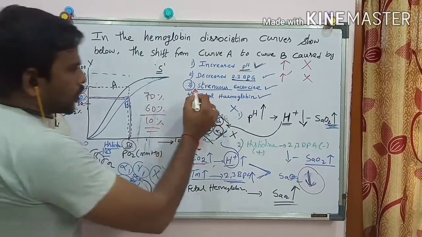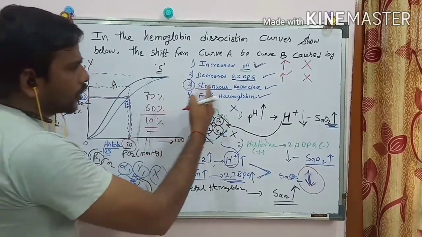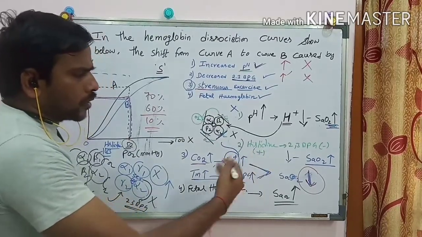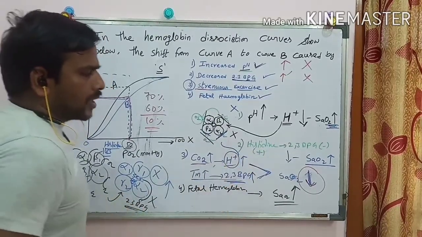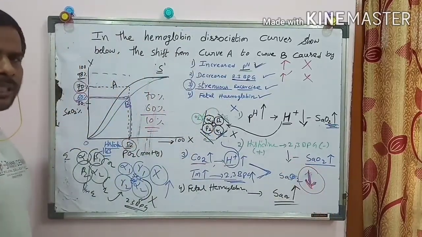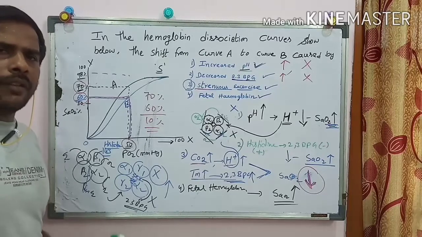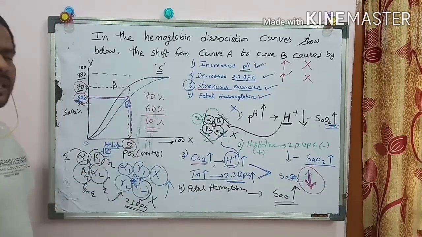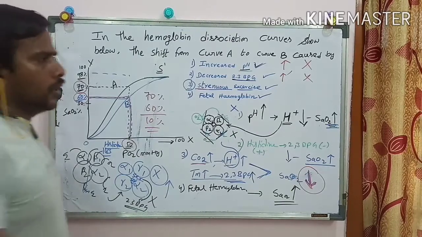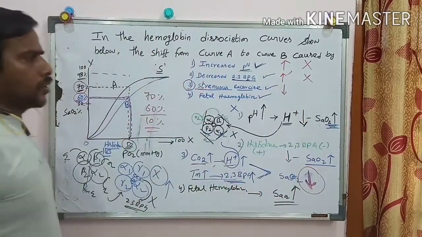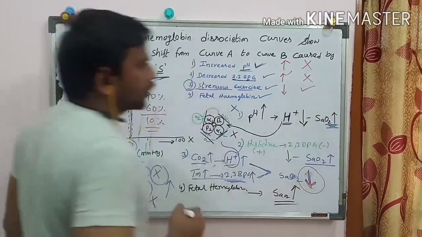And you see the third option here, when there is strenuous exercise, during that process there is a production of all these components, and they can decrease the saturation levels. That means they can decrease the binding affinity between oxygen and hemoglobin. So saturation should be decreased compared to the normal. So here saturation percentage decreased. Now this is the correct option.